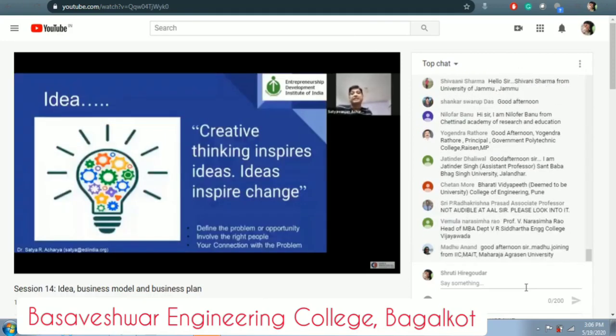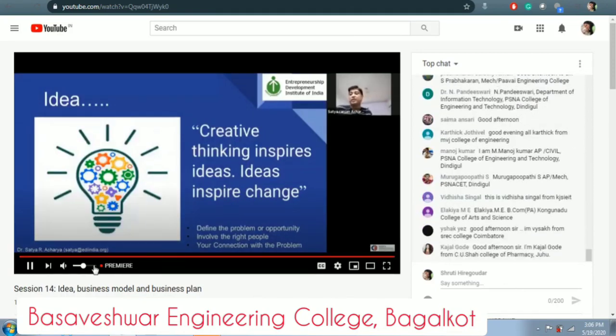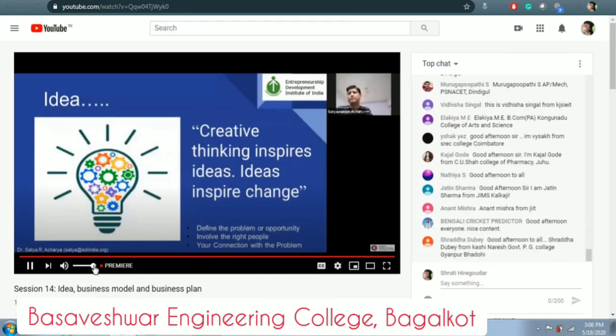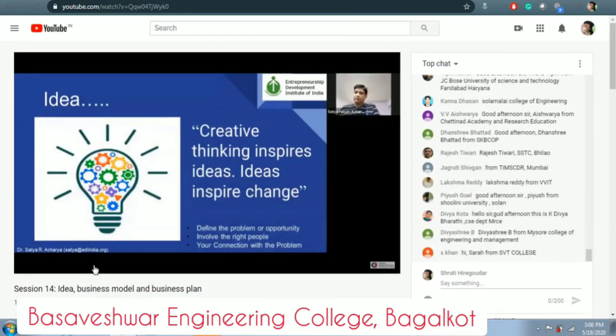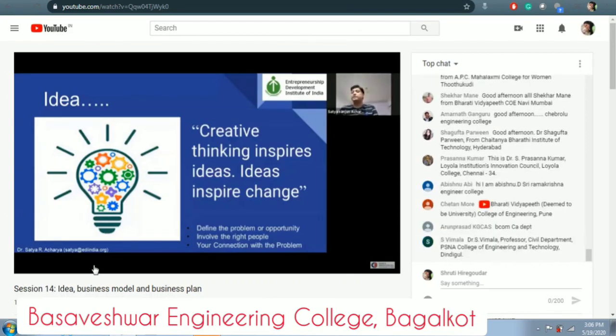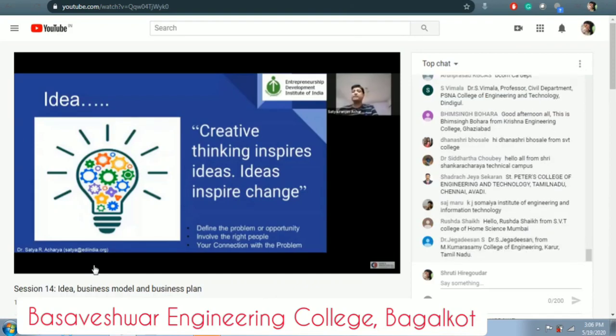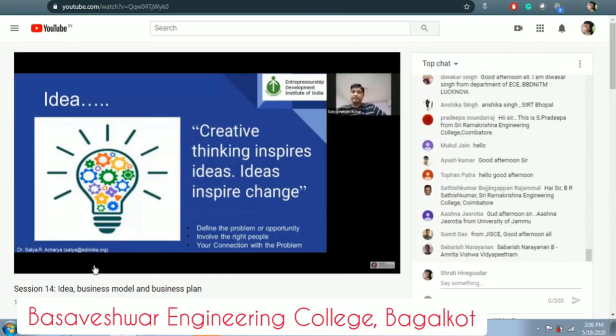Here, an idea is creative thinking, and ideas are going to inspire change. So you discuss that there is a problem, and every problem we try to solve. We need to identify ourselves with the problem and then try to solve it. We'll discuss how we're going to identify the problem in terms of getting ourselves involved in our basic concepts, which Amit is going to discuss. Next.